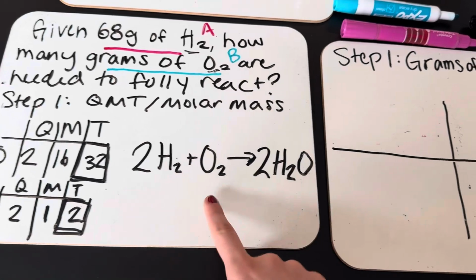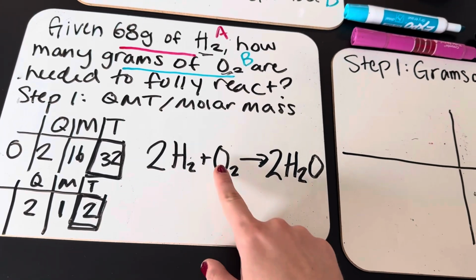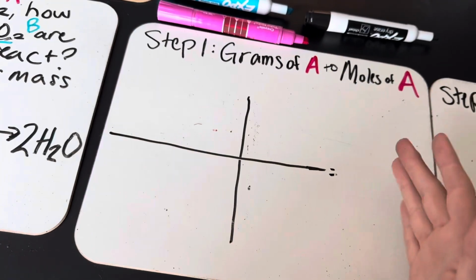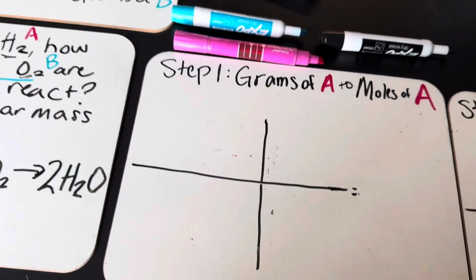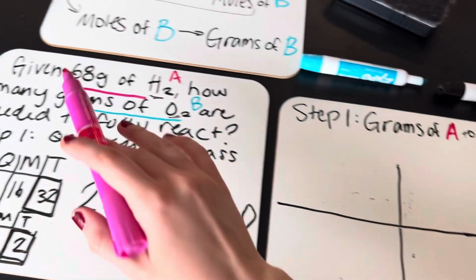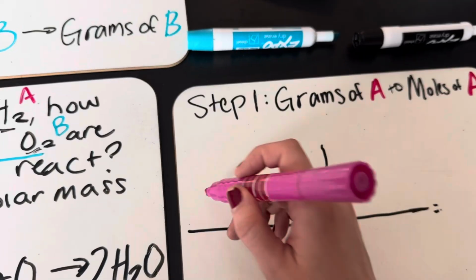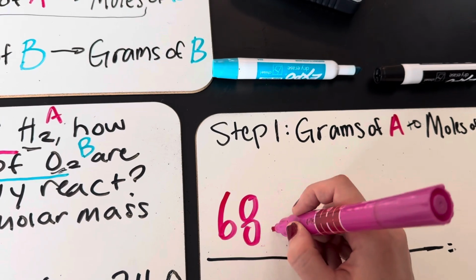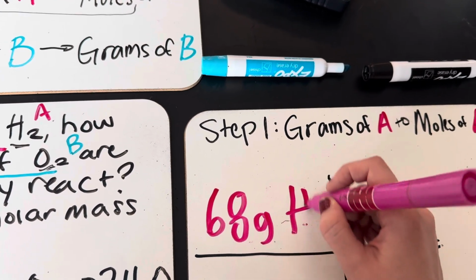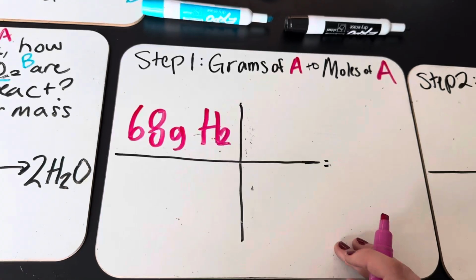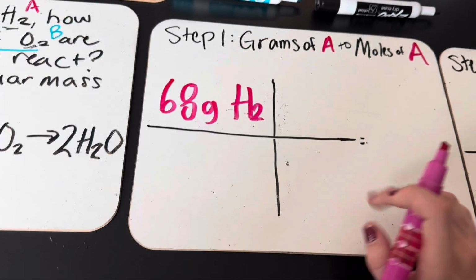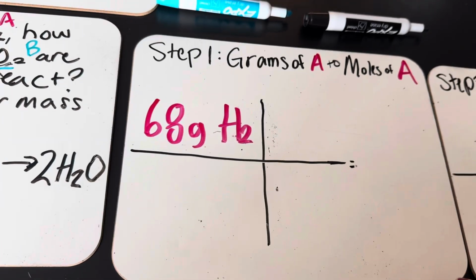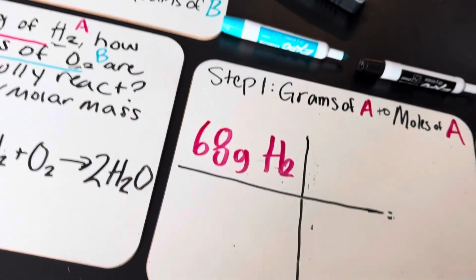In order to use my mole ratio to figure out the ratio between H2 and O2, I need to have moles. I can't use mole ratio without moles. So I'm going to need to turn my 68 grams of H2 into moles. So I'm not doing anything yet with O2. I'm only dealing with H2 right now. So I have 68 grams of H2, and I need to do a gram to mole conversion. And if you forgot how to do gram to mole conversion, I would look at your graphic organizer. I would go watch my other video on that.